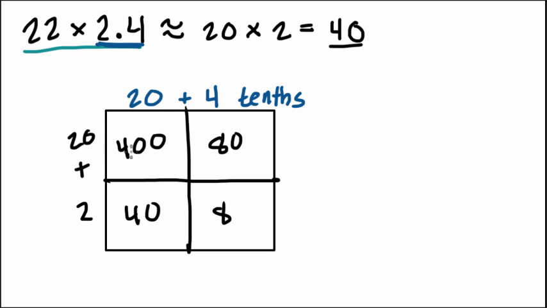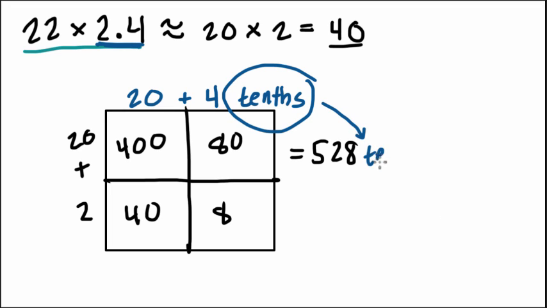Now if I add these all together, 400 plus 80 is 480, plus 40 more is 520, plus 8 is 528. Here's where we need to make sure that we do this correctly. Tenths. We need to make sure that this translates. This is all in tenths because we multiplied by tenths. I'm going to show you the standard algorithm. What is 528 tenths? Well, that's easy. That's 52.8, because 528 tenths translates to 52.8.